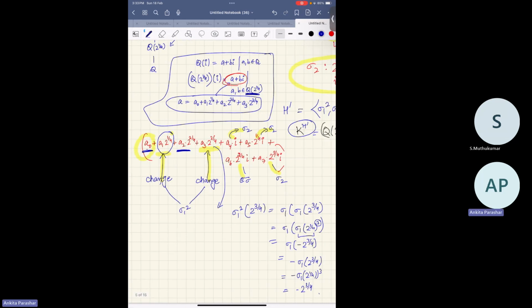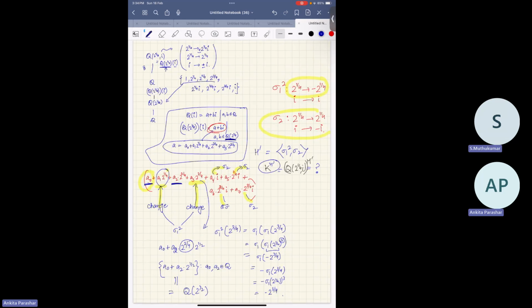So just the elements a0 plus a2 times 2 power 2/4, which is the same as 2 power 1/2. So if you see, a0 plus a2 times 2 power 1/2 are the only elements which will be fixed by sigma 1 squared and sigma 2, where a0 and a2 are both from Q. So what is the field then that it will become? Q of 2 power half, right?